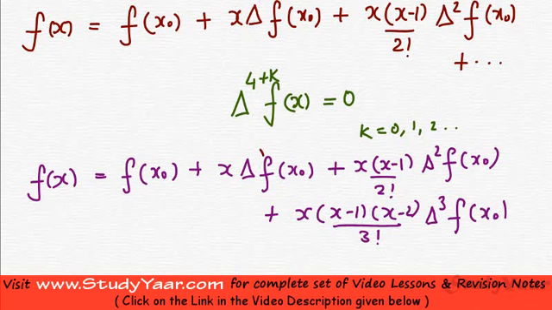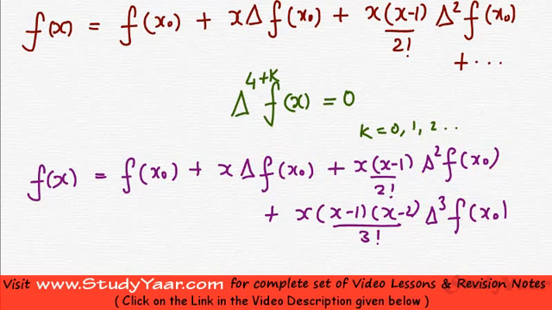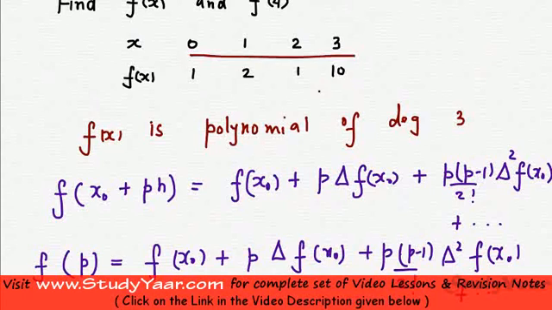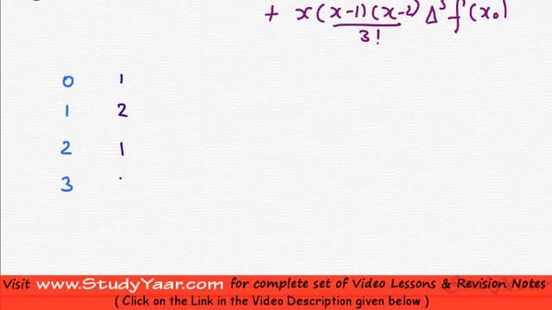Now just find out these differences and put them in this particular equation. So let's find out the forward differences. Let's write x as 0, 1, 2, 3 and the corresponding f of x values are 1, 2, 1, 0.